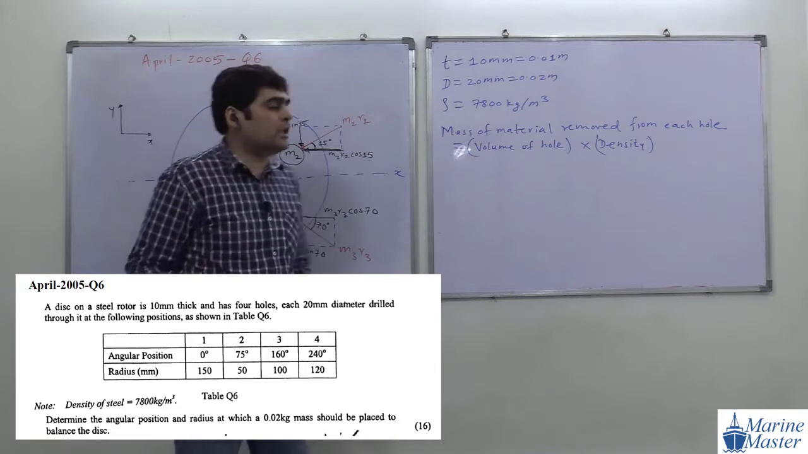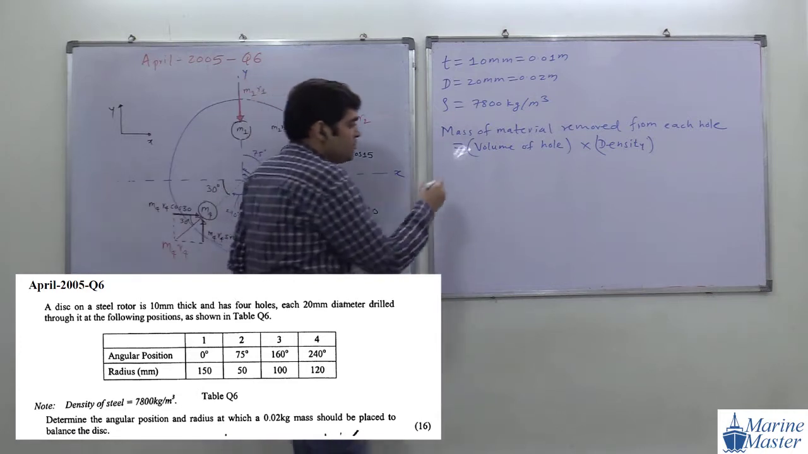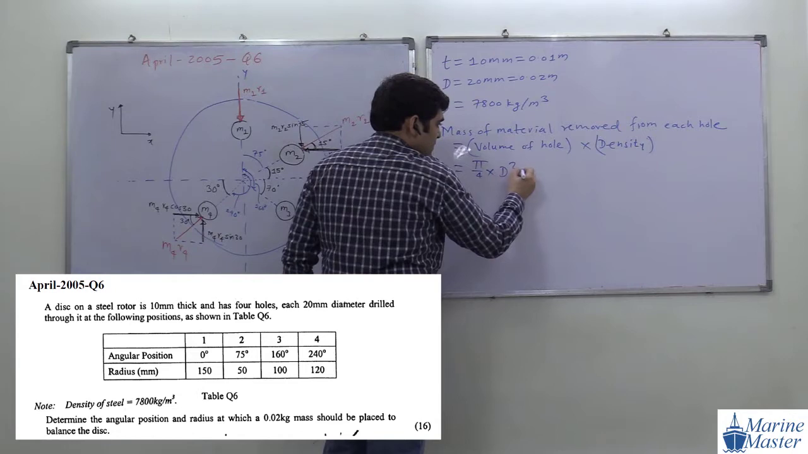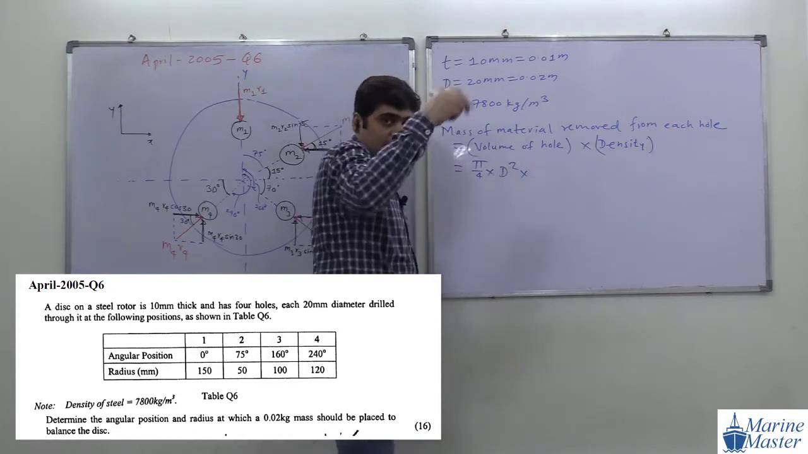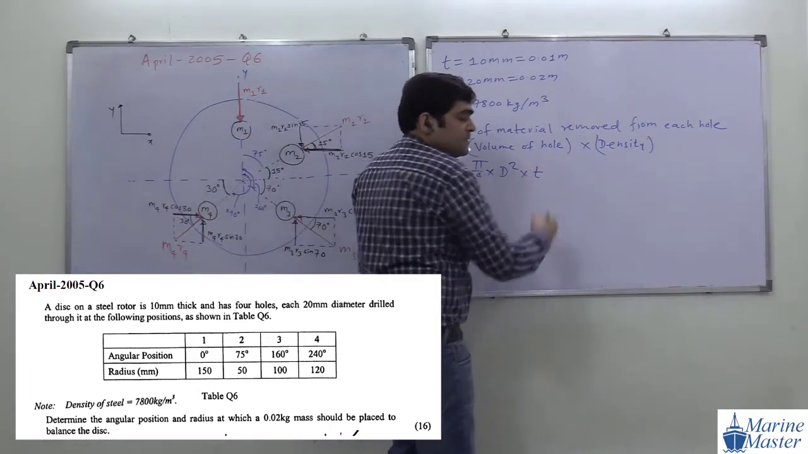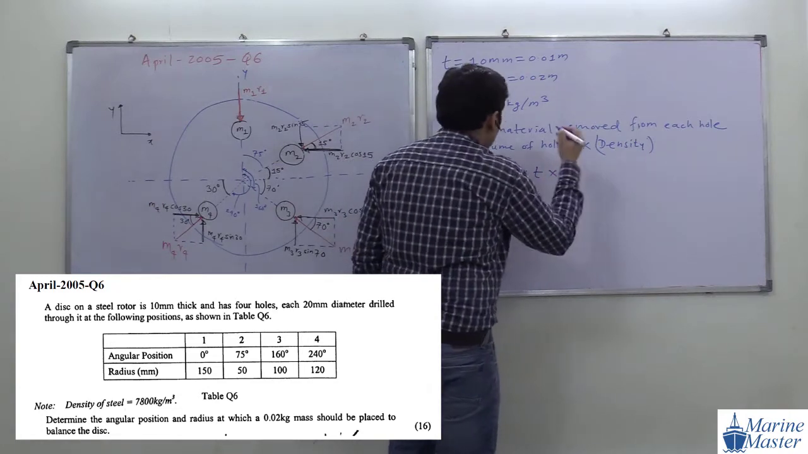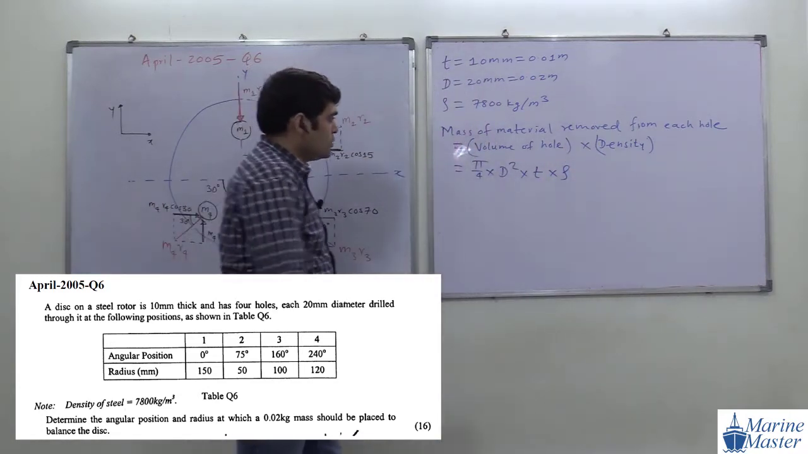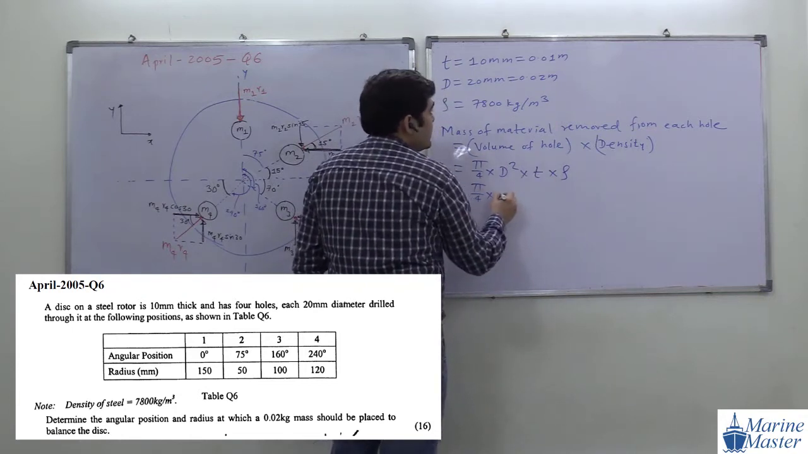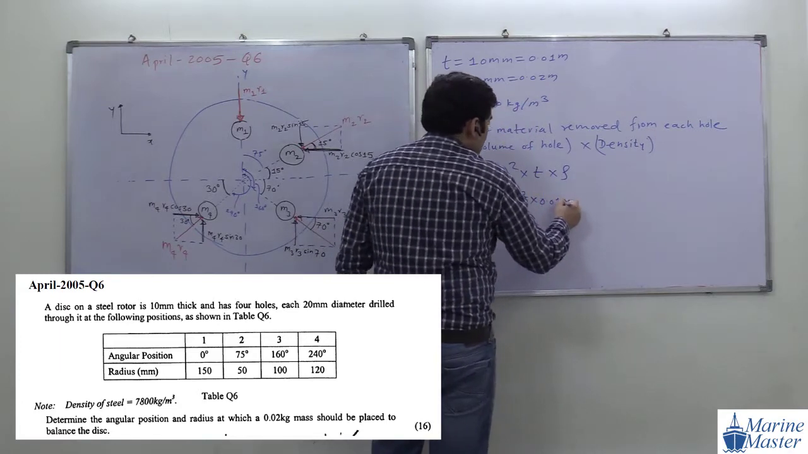How to find out the mass of each hole? Because for finding centrifugal force, we need the mass of how much material? So volume of hole is pi by 4 d square, that is the area of that whole circle, multiplied by thickness. That will be the volume of each hole, multiplied by density rho. We are representing density by rho. So how much mass? Pi by 4, d square is 0.02 square, thickness is 0.01, density is 7,800.